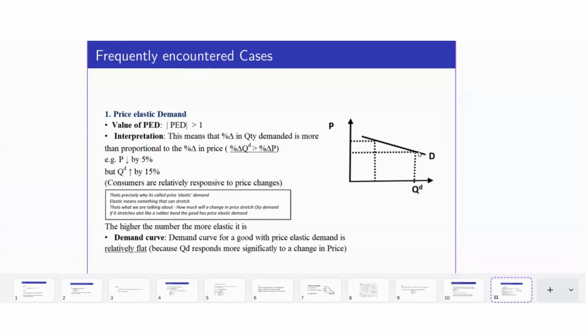And the demand curve for a good with price elastic demand is relatively flat, because quantity demanded responds more significantly to a change in price. If price falls, you have a large change in quantity demanded, which produces a relatively flat demand curve. So with respect to price elastic demand, it's important to remember that in absolute terms the value is greater than 1, which essentially means the percentage change in quantity demanded is greater than the percentage change in price. That's why it's called elastic demand: when price changes, quantity demanded stretches by a lot like a rubber band. And the demand curve for a good with price elastic demand is going to be relatively flat.